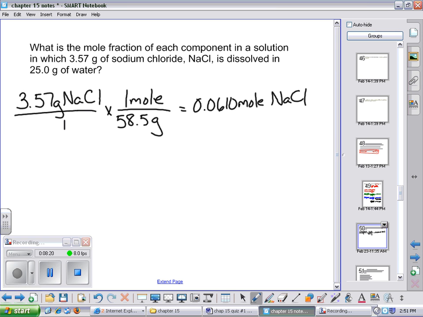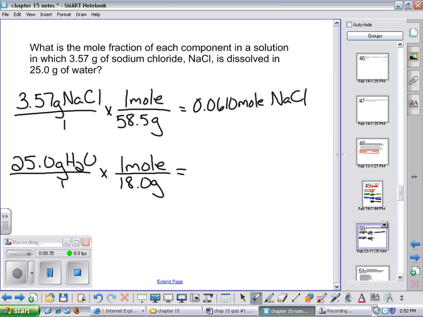We'll do the same thing for the water. We got 25.0 grams of water. 1 mole over the gram formula mass, which is 18. So 25 divided by 18 is 1.39 moles of water. We need to add those together because we need our total solution. So 0.0610 plus 1.39 is 1.45 moles of total solution.